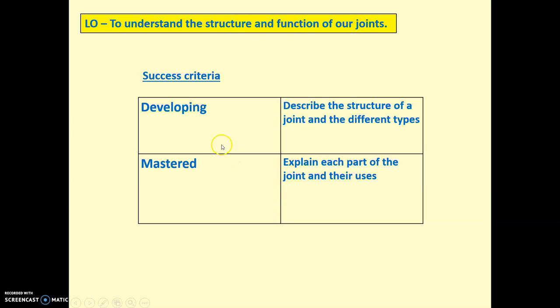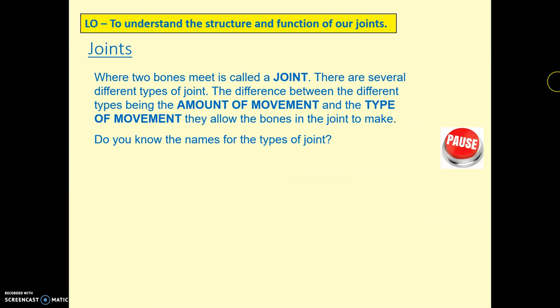So, what we're going to do for the rest of the learning session and what we're going to learn today, we're going to describe the structure of joint and different types and then explain each part of the joint and their uses. So describe and explain joints, their uses, and the intricate part of our joints, how it allows us to move. So what is a joint?